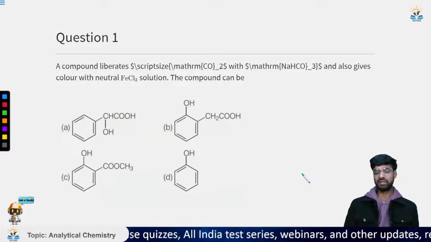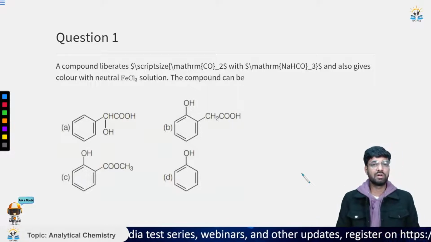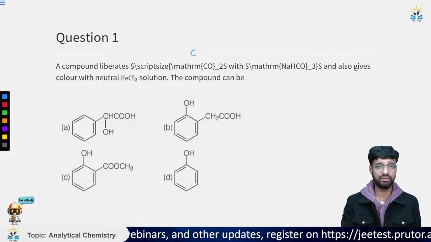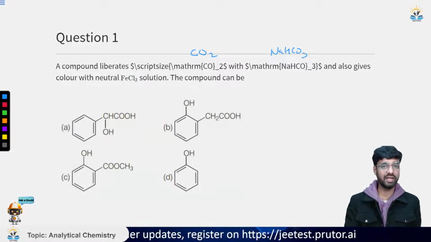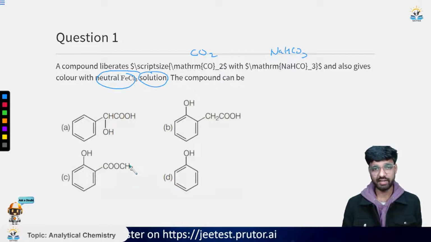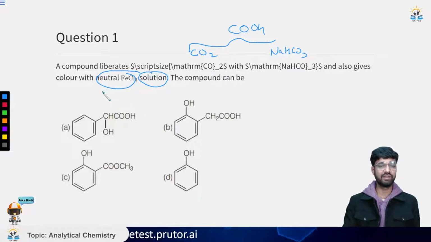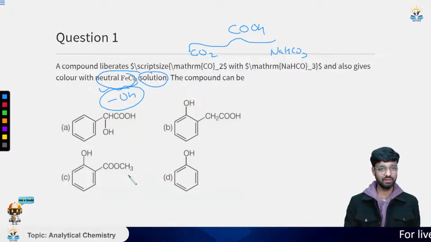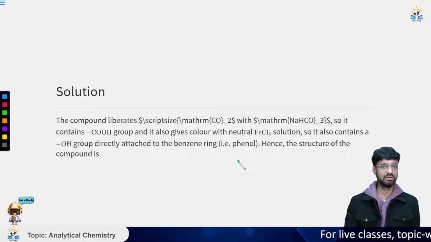Now we'll see some questions to check whether we have covered the syllabus or not. A compound liberates CO2 with NaHCO3 and also gives color with FeCl3 solution. So these two criteria are fulfilled. If the first is fulfilled, it has a carboxylic acid, and if it gives color with neutral ferric chloride, then it has a phenolic group. So it must be B.